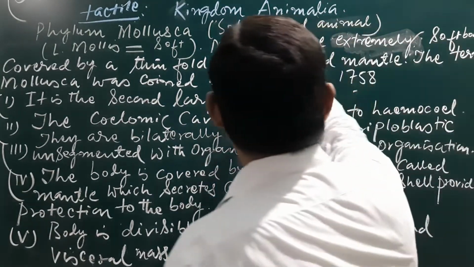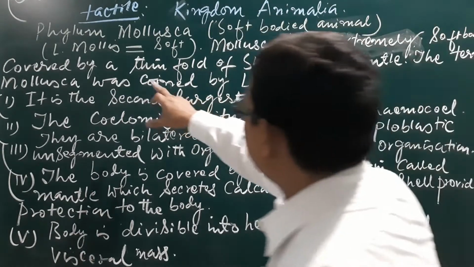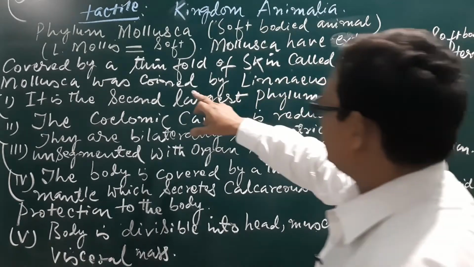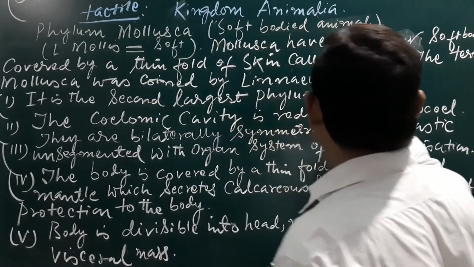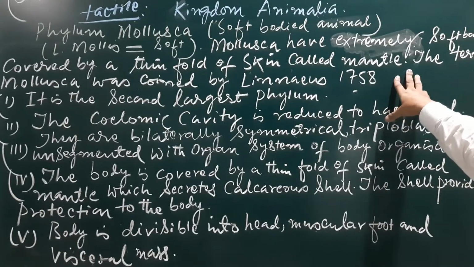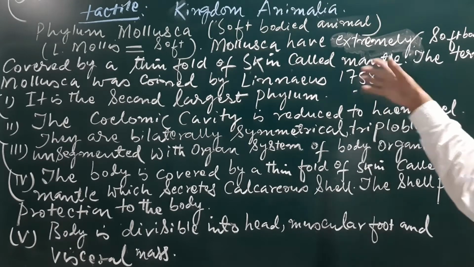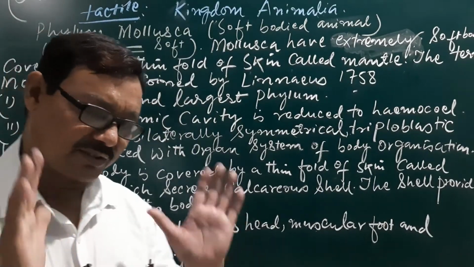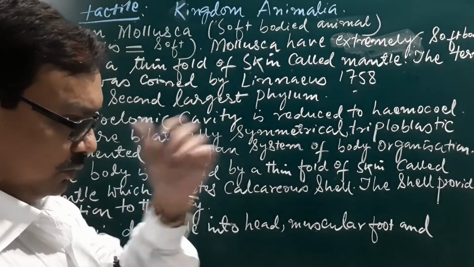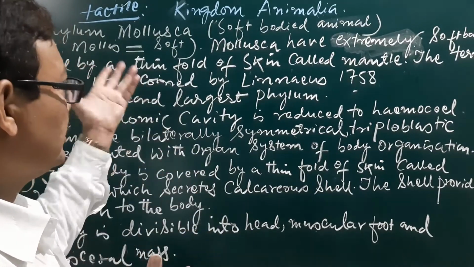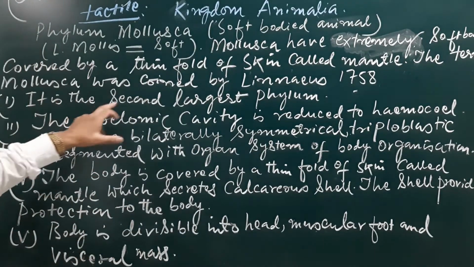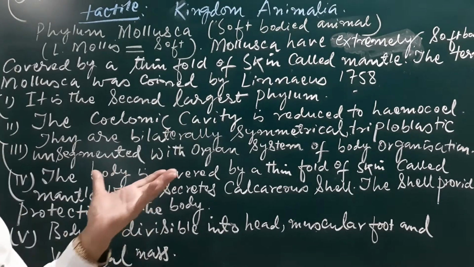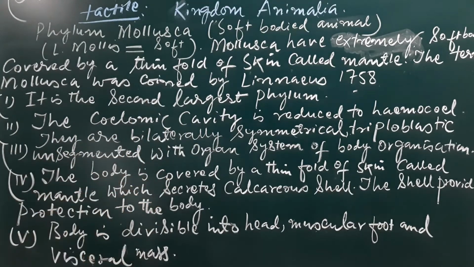See here, mollusca have extremely soft body covered by a thin fold of skin called mantle. The term mollusca was coined by Linnaeus in 1758, but it is also in the history that Aristotle was the first person who introduced the term. It is the second largest phylum. The coelomic cavity is reduced to hemocoel, just like which you have seen in the case of the arthropoda also.